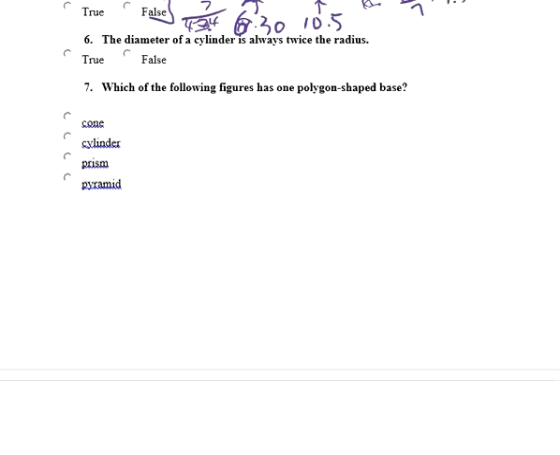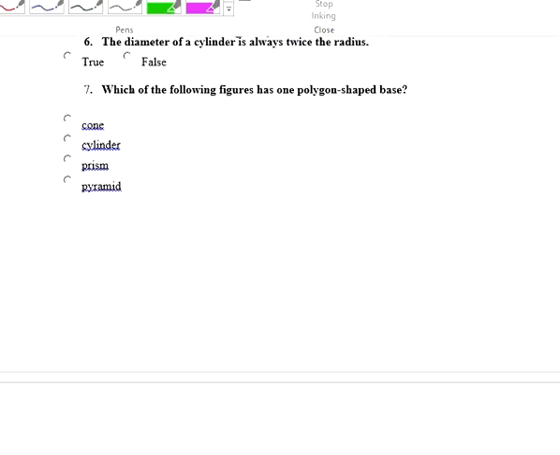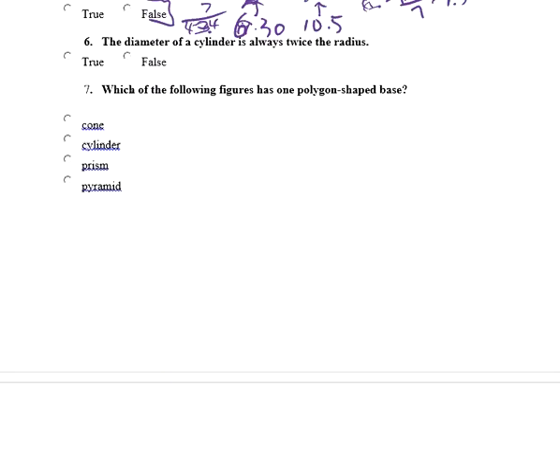Number 6. The diameter of a cylinder is always twice the radius. Well, let's think about that for a minute. Now my pen's not working. There we go. The diameter of a cylinder is always twice the radius. Well, that's true, because there's the diameter. Diameter is a straight line across a circle that goes through the center, even though my picture isn't good. And a radius is half of that. So yeah, the diameter is always twice the radius.